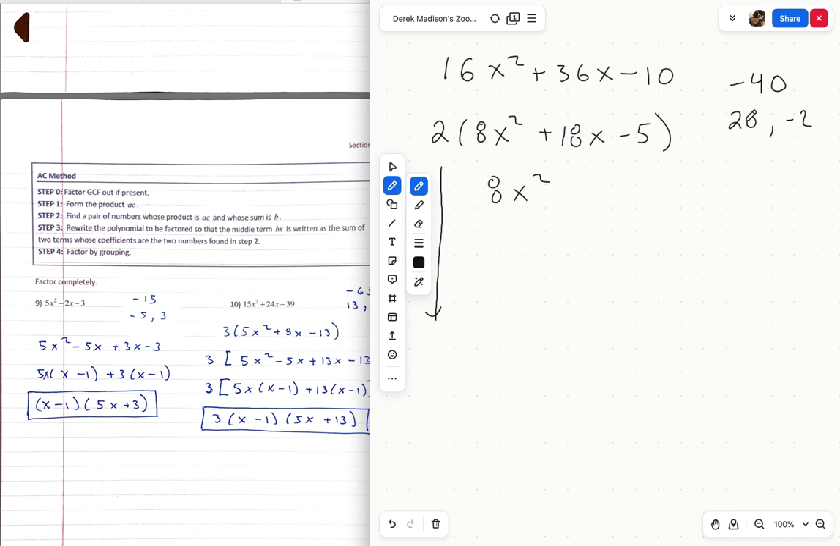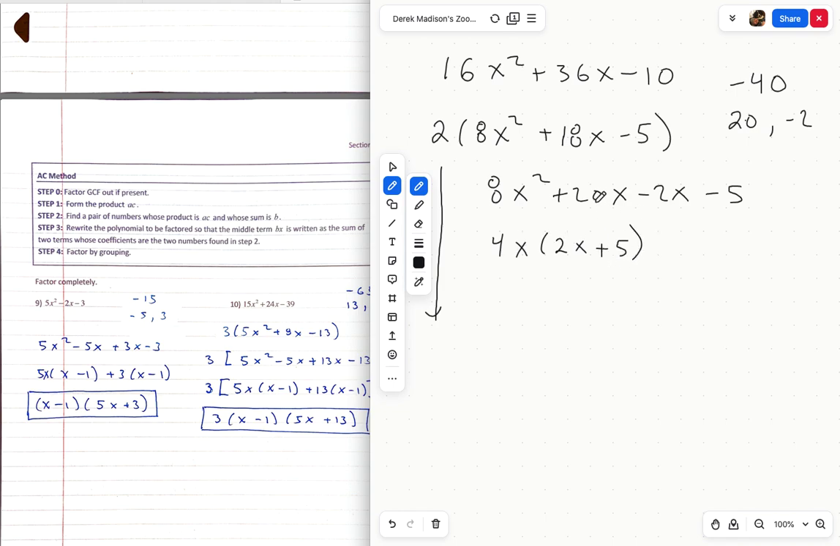So 8x squared, I'll rewrite that 18x as plus 20x minus 2x, so I'm just giving it a different look, and minus 5. Now that I have those four terms, I can do the grouping method that we learned in 7.1. So greatest common factor for 8x squared and 20x is going to be a 4x, and 2x plus 5 is what would be left over.